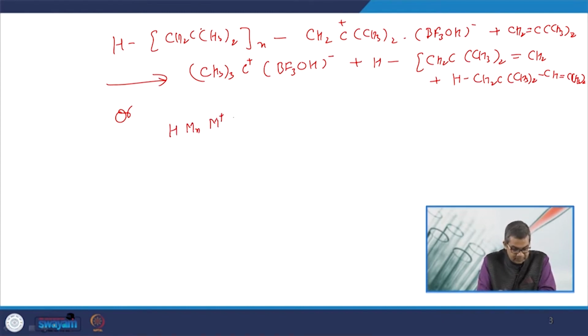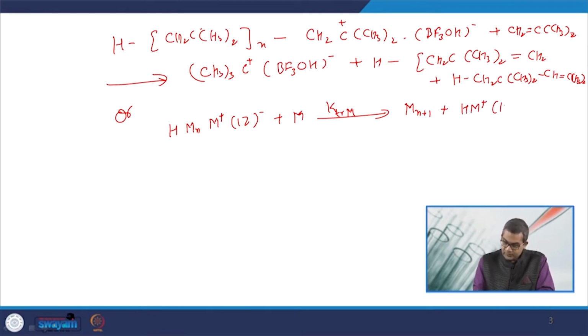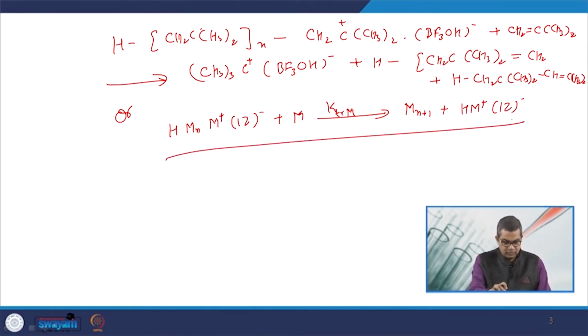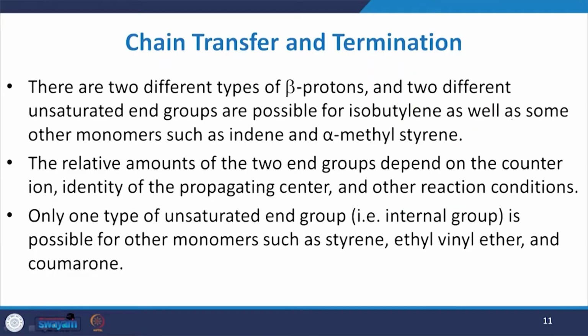Now sometimes, for ease of explaining the mechanism, we may refer to this like HMn plus, IZ minus, which reacts with monomer. This is the termination or transfer rate constant. This may give Mn plus 1 plus HM plus IZ minus. So this is the basic mechanism of this chain transfer and termination.